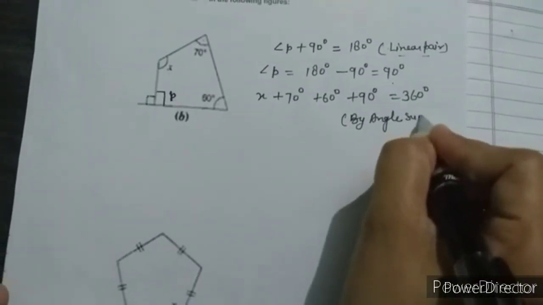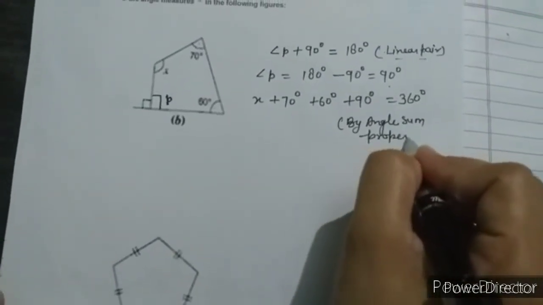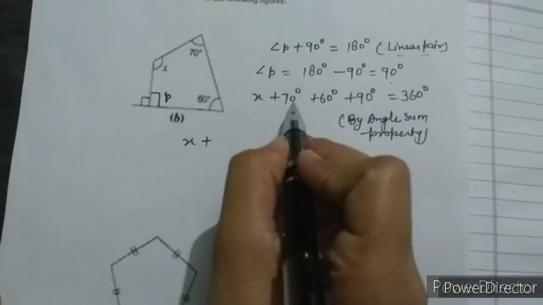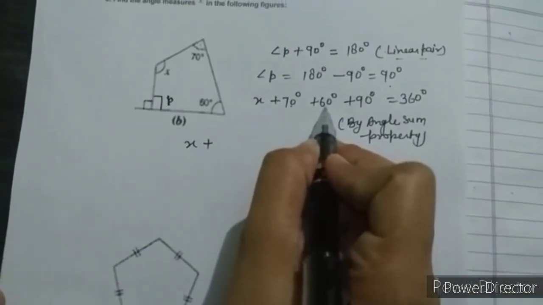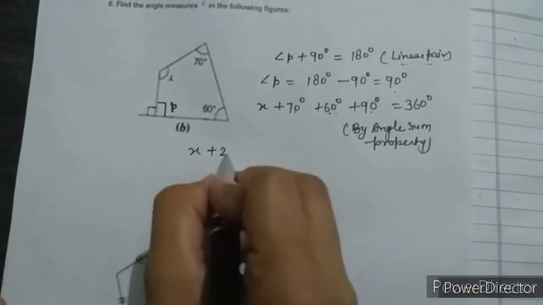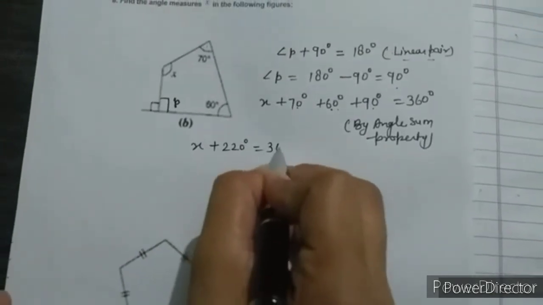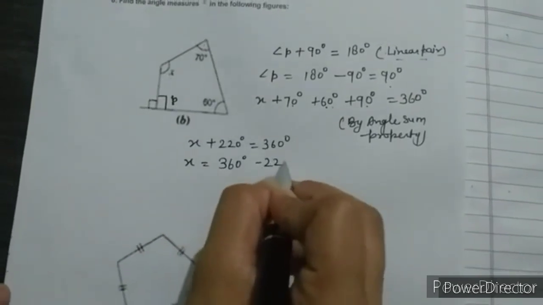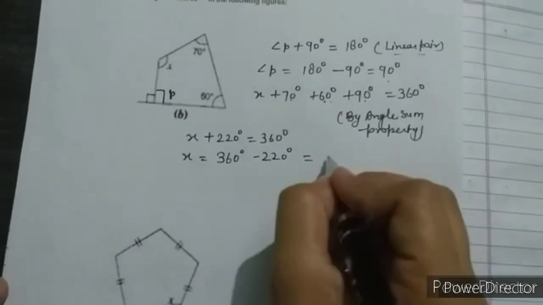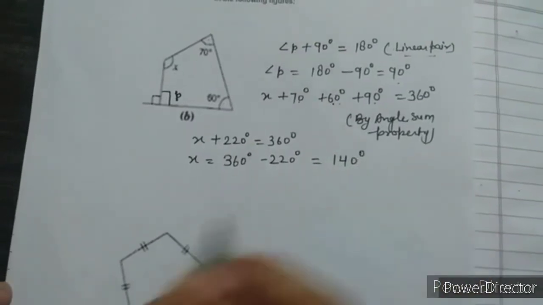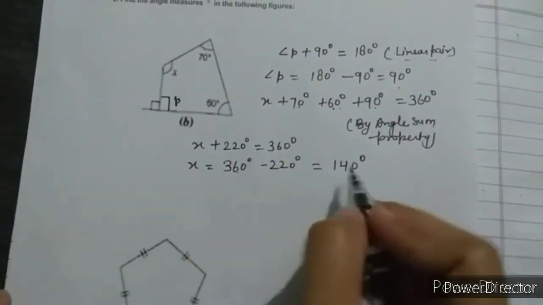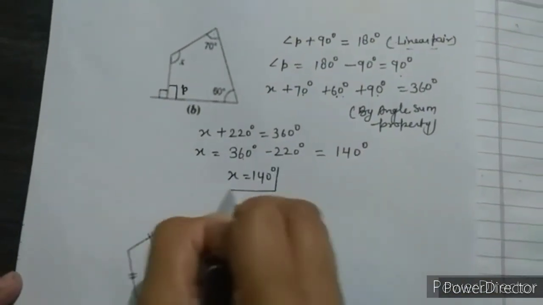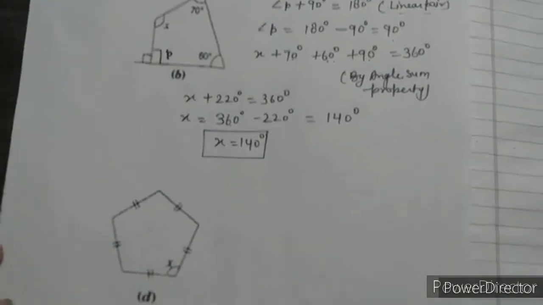By the angle sum property, 70 plus 60 is 130, 130 plus 90 is 220 degrees, and then we get 360 degrees minus 220 degrees is equal to 140 degrees. So the value of x is 140 degrees. Now part B is done.